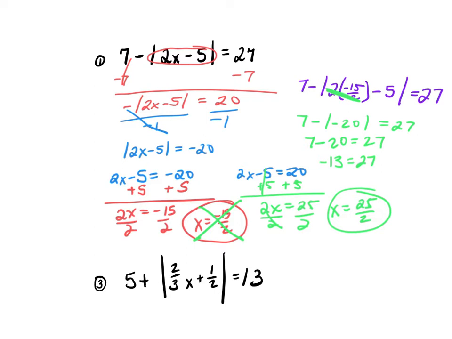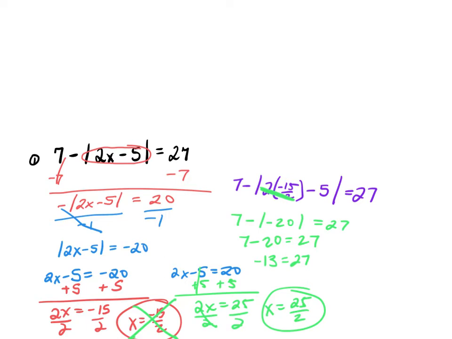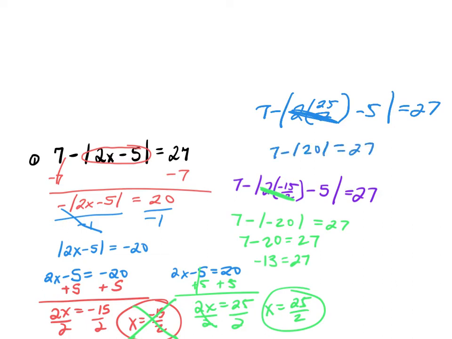You got to check. Check 25 over 2. I have 7 minus 2 times 25 over 2 minus 5. Absolute value. Does that equal 27? Well, here my 2's will cancel out. 20 minus 5. So I have 7 minus the absolute value of 20 equals 27. The absolute value of 20 is 20. So 7 minus 20 equals 27. That is not true. So this answer does not work.